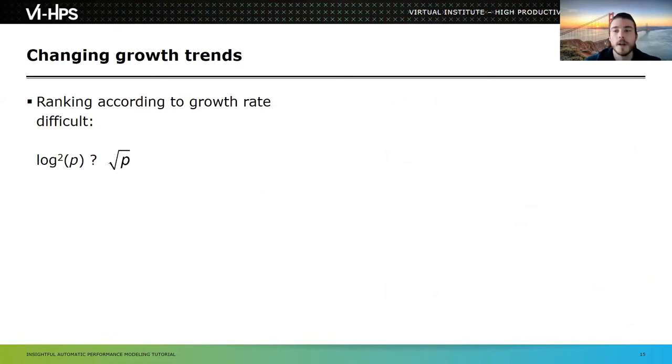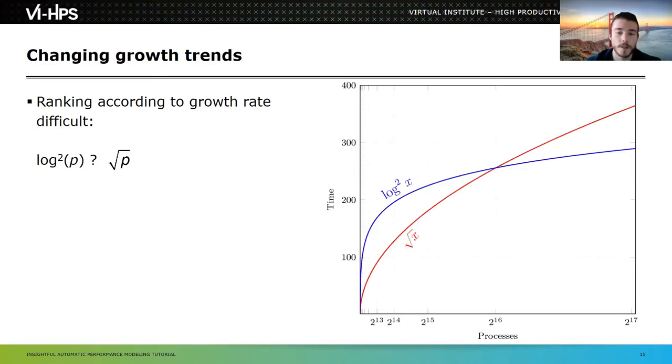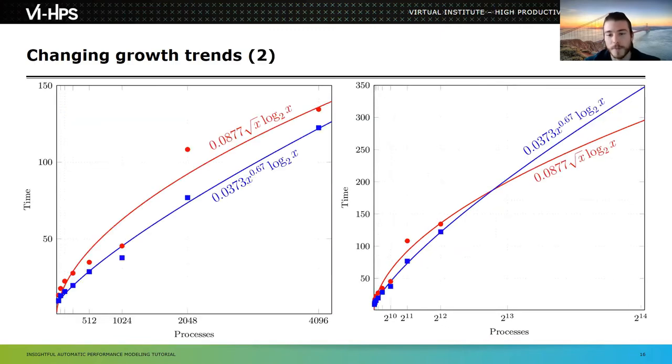Another thing that's quite difficult are changing growth trends. We do our ranking of the created functions based on growth rate. However, if you take a look at the figure here, it's quite difficult to figure out which function actually has the bigger growth rate. Depending on how far we zoom in or zoom out on this picture, either the blue or the red function has the larger growth rate. So it depends on the measurement points that we take how far and how accurate our extrapolated performance predictions are.